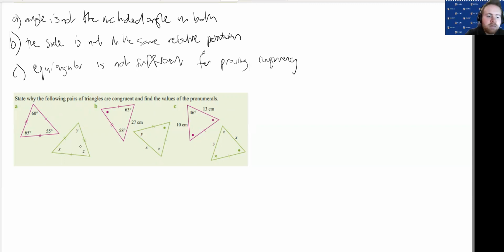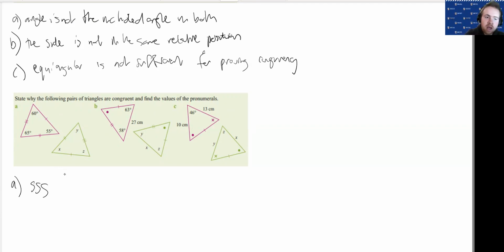So for A, we're going to look at what information we know and what information we don't know yet. So we know all the angles in the first triangle, but we don't know any of the angles in the second one. So we can't use that fact. But we do know that we have three pairs of matching sides. So we're going to use SSS to say that they are congruent.